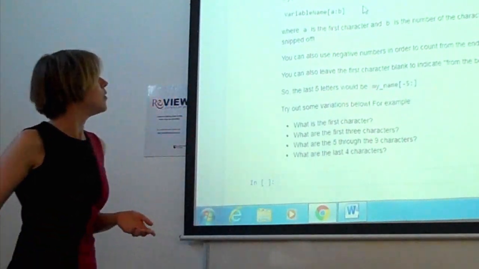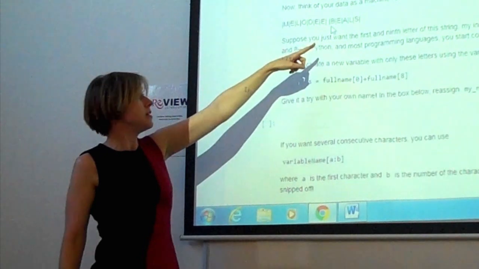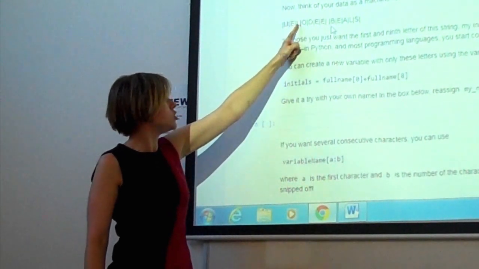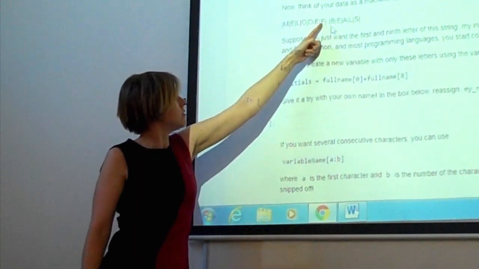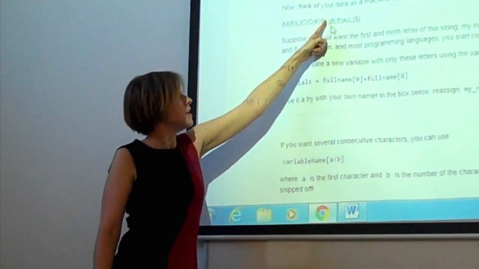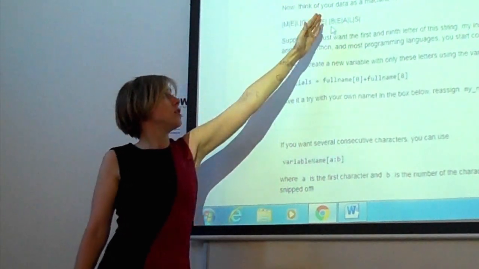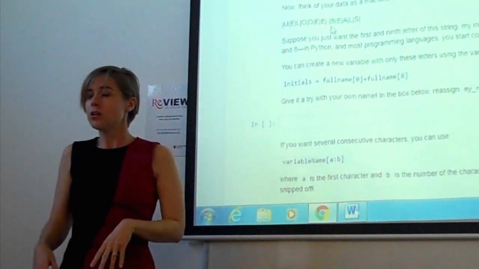So for example, if I wanted just Melody, I would do 0, colon, and then count: 0, 1, 2, 3, 4, 5, 6, 7. Yes? 7 I don't want, so I would just snip that off. So I would do 0, colon, 7. And that would give me just Melody to print. So go ahead.